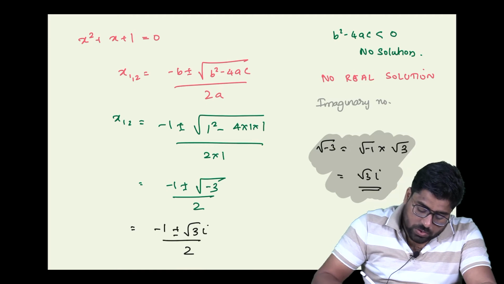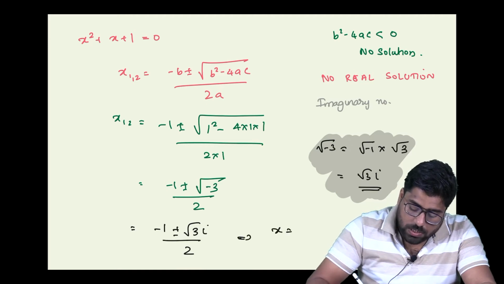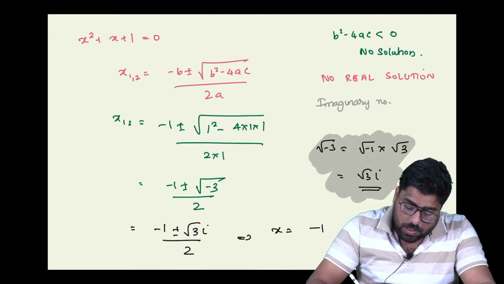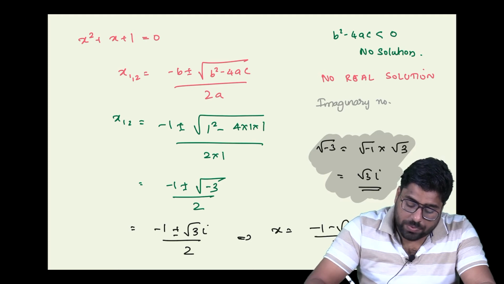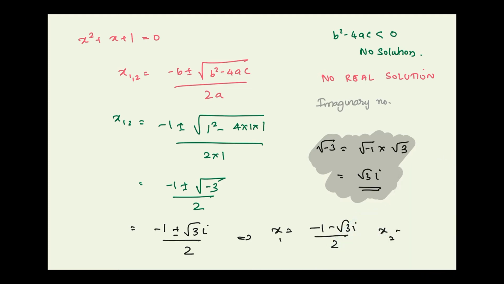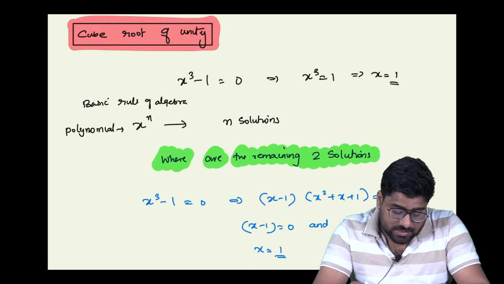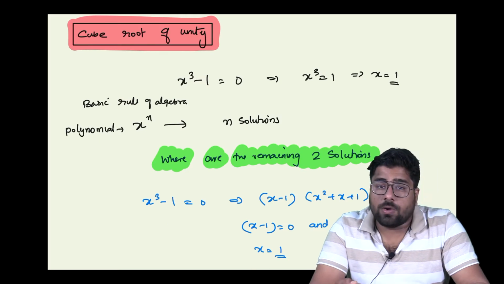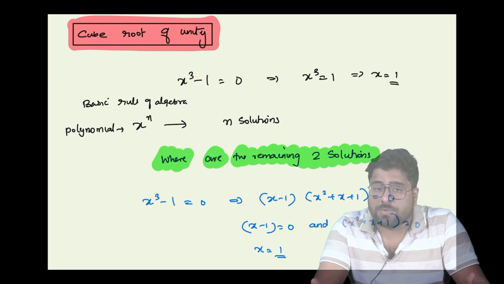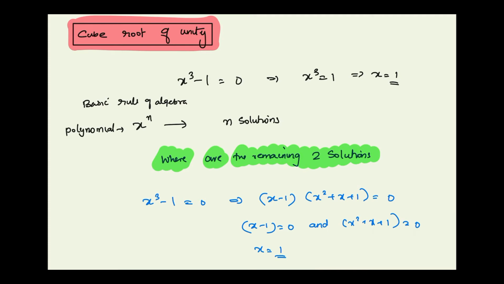So what are my different values of x going to be? One of the values of x is going to be minus 1 minus root 3 i by 2. The other value of x, I'll call this x1, I'll call this x2, will be equal to minus 1 plus root 3 i by 2. That means that I just found out two more solutions to the value of x. I just found out two more values for the cube root of x. What was one of the values? One of the values was equal to 1.